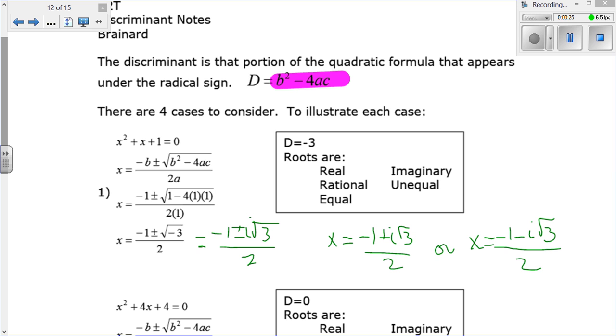The first one is when d is equal to a negative 3. So I have my formula x squared plus x plus 1 equals 0. Substitute it in the quadratic formula, and underneath my radical, I end up with a negative 3. Well, when I end up with a negative 3, that means I have to have an i in my answer, which would make my roots imaginary. And as you can see, I have plus or minus here. That means I have more than one root. Therefore, they would be unequal because I have negative 1 plus i radical 3 over 2 and negative 1 minus i radical 3 over 2.